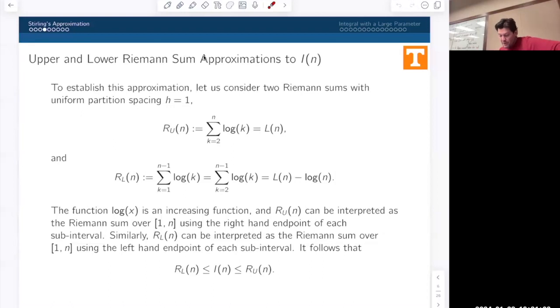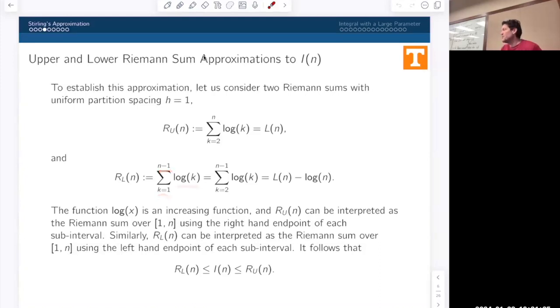Okay. So notice that my first sum, my upper sum, is actually going to be equal to the thing I want approximated. So the upper sum is the same as ln. Now let's generate a lower sum as well. The log function, again, is an increasing function. So if we take the Riemann sum generated by the left-hand endpoint, this is going to produce a lower sum. So the lower sum is going to be the sum k equals 1 to n minus 1 of the log.